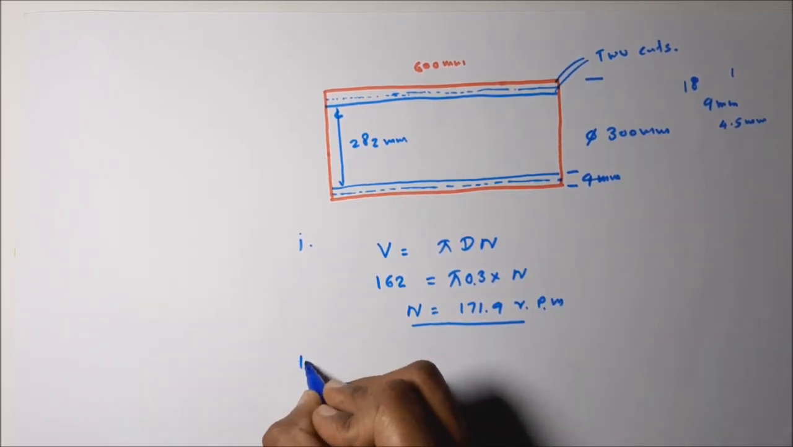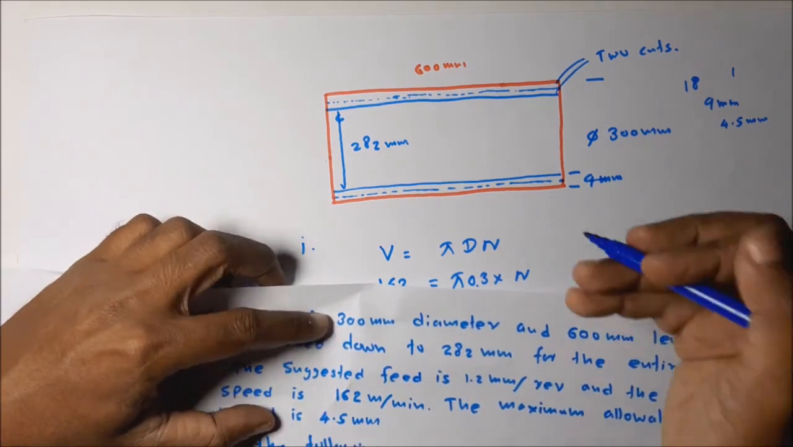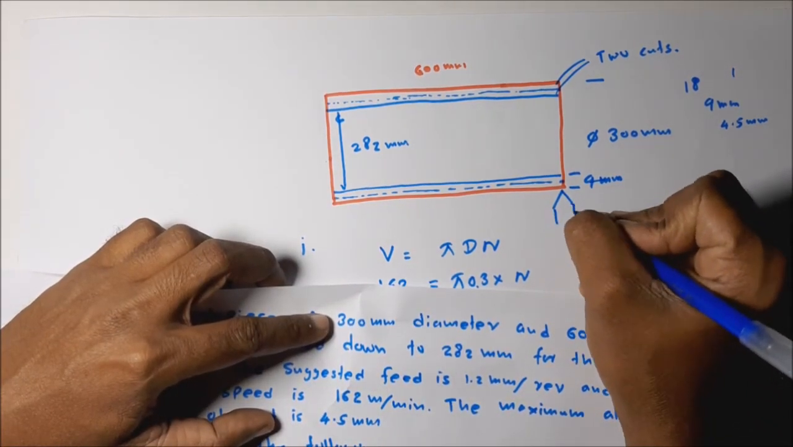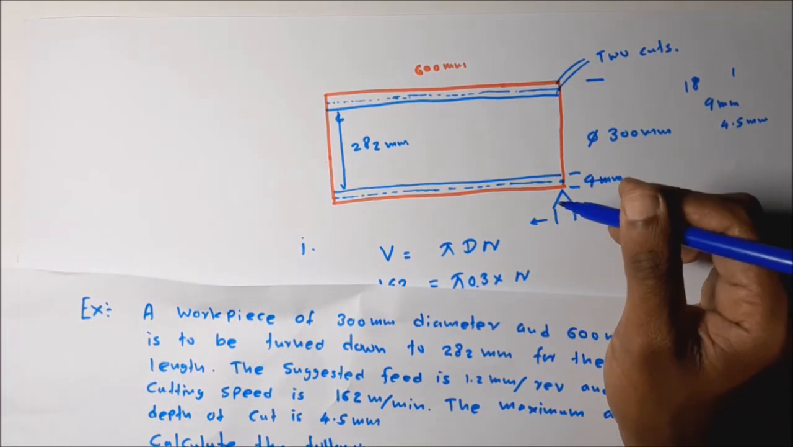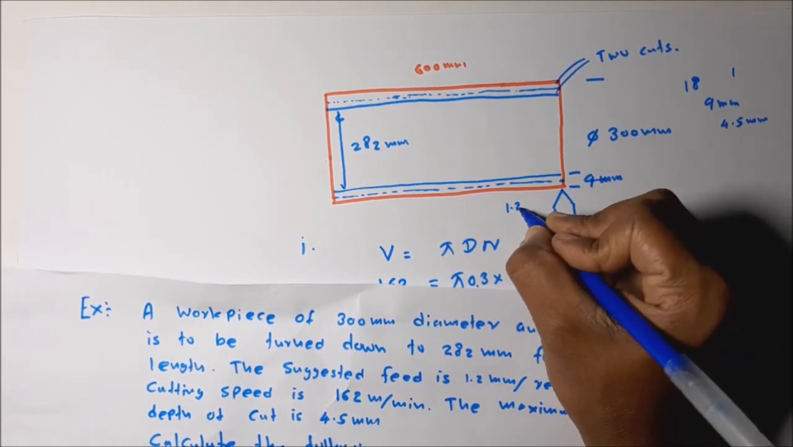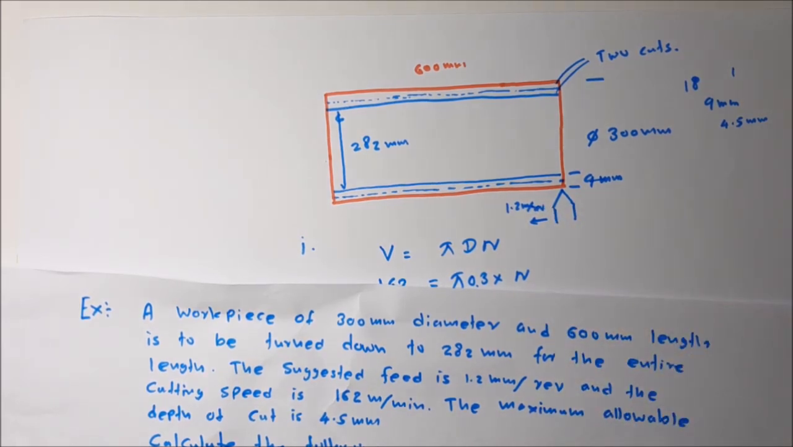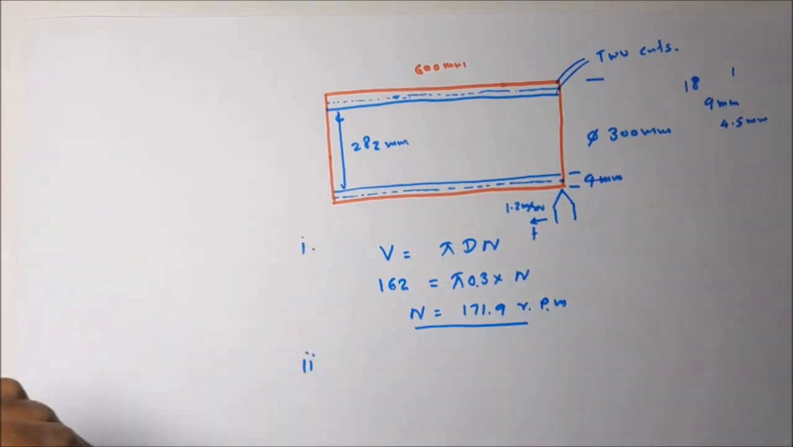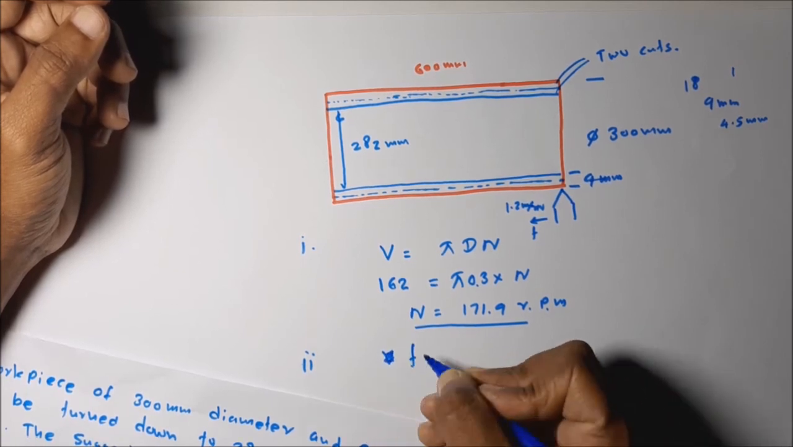Then the second one, feed speed. The feed is given as a rate, so then we can calculate the feed speed. For example, the feed is 1.2 millimeter per revolution. That is the feed F. Then feed speed.